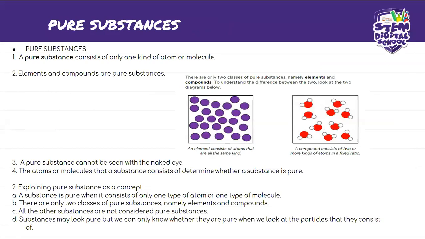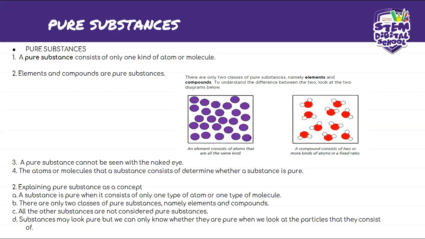We said a pure substance consists of only one kind of atom or molecule. All right. So the pure substances are the element and the compound. A pure substance cannot be seen with the naked eye. The atoms or molecules that a substance consists of determine whether a substance is pure. Now we know that a substance is pure when it consists of only one type of what? Atom, or one type of what? Molecule. There are only two classes of pure substances, namely elements and compounds.